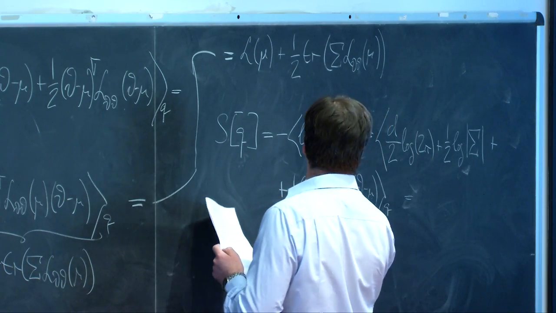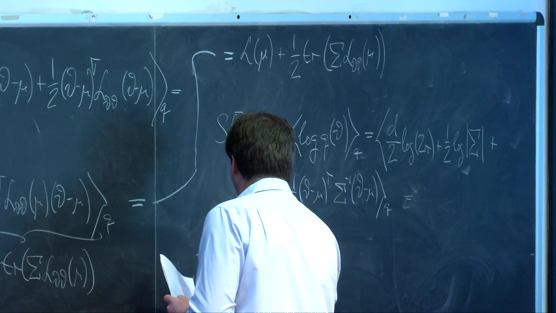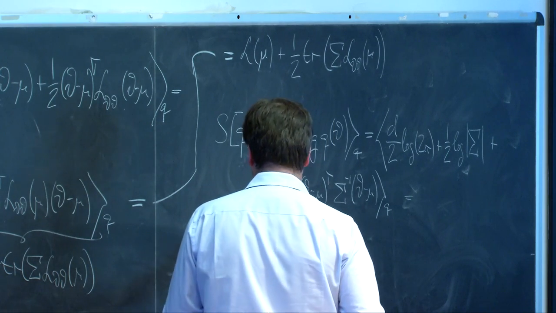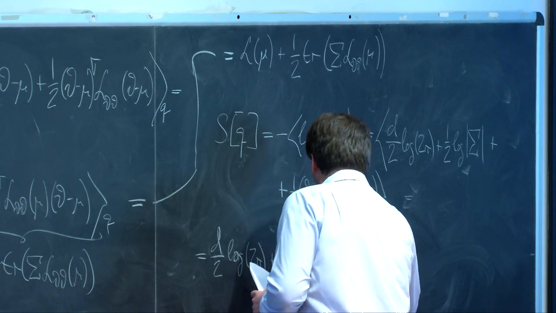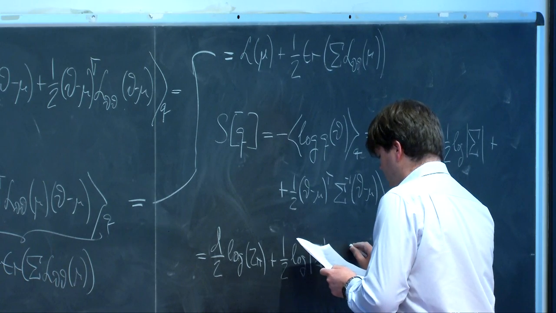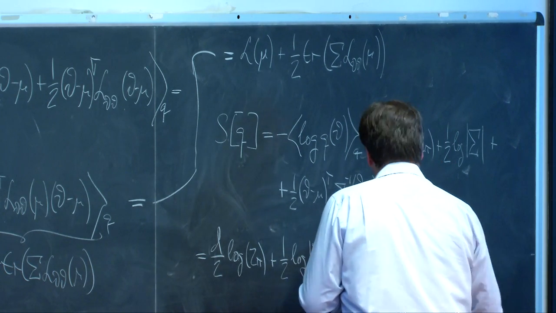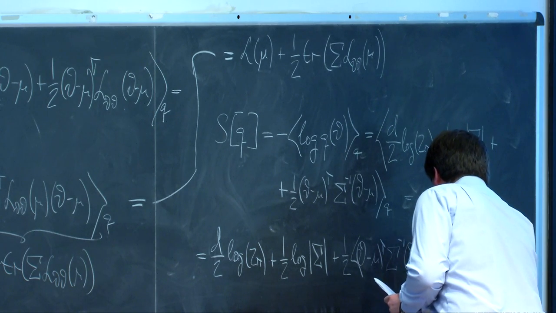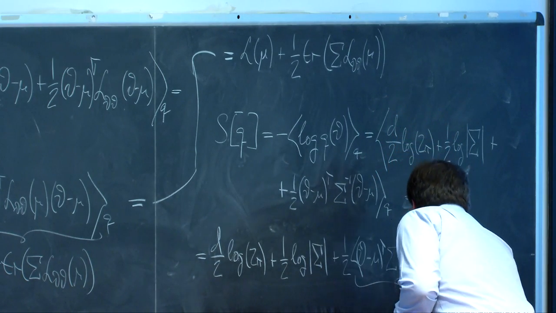Now taking everything out of the expectation that we can take out, we have, of course, D/2 log 2 pi, plus 1/2 log determinant of the covariance, plus 1/2 this term, and this we know from before is equal to D.